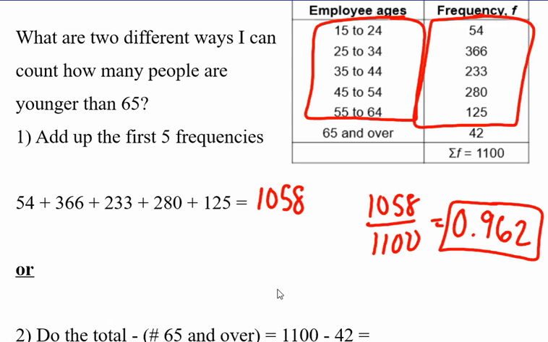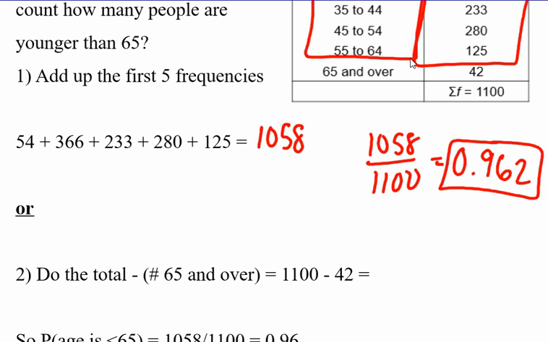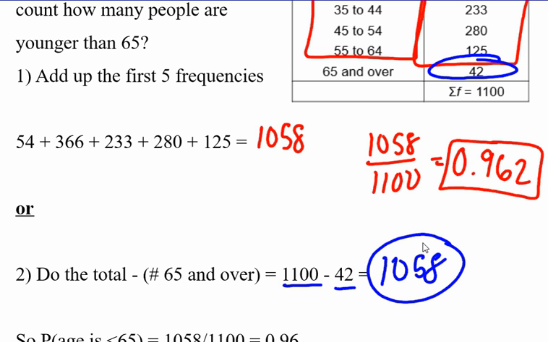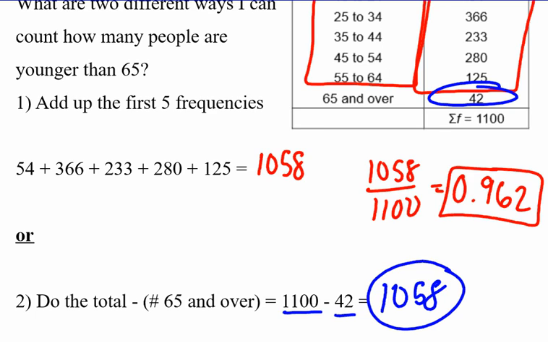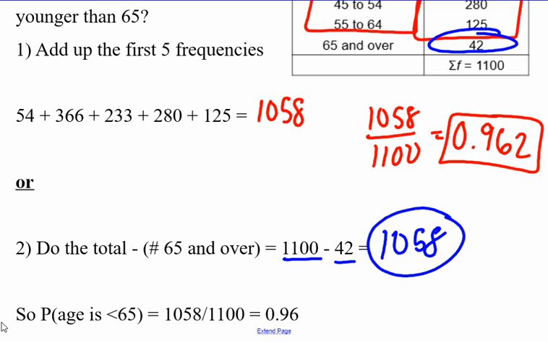Or instead, I could simply do the total number of people and subtract how many people are over 65, which is 42. So take the total, which is 1,100 people, subtract off the 42, and that is going to leave me with 1,058. So there are 2 ways to find it. And in this case, it would have been much quicker to find how many people were older than 65 and then subtract that from the total. And we call that the complement, because the 2 pieces complete the entire population.